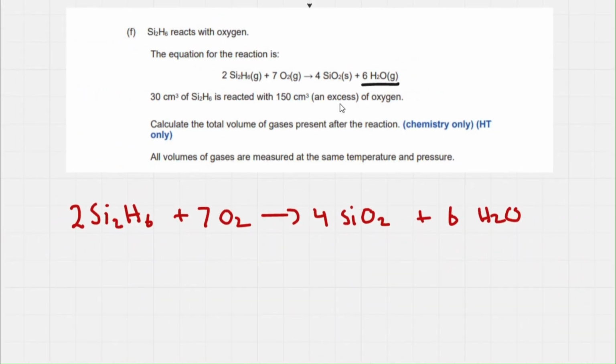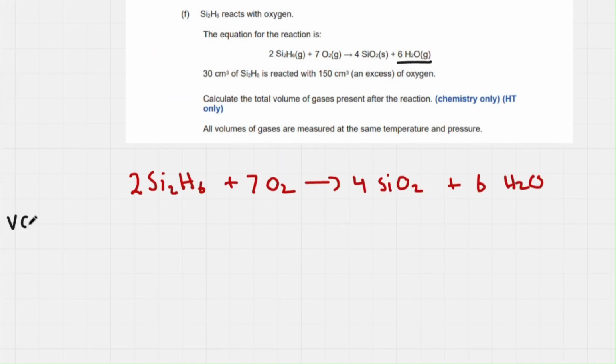Now this is very, very important. A lot of students may think that they need to work out the moles, or work out the concentration. You don't need to work out any of that. Really, it's simply just down to using ratios and a little bit of subtraction. It's not as complicated as you may think it is.